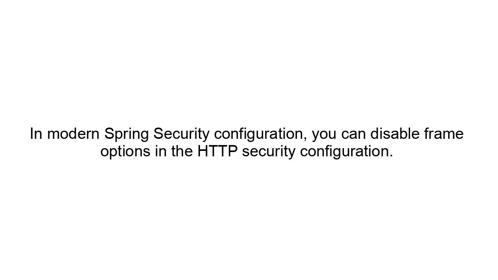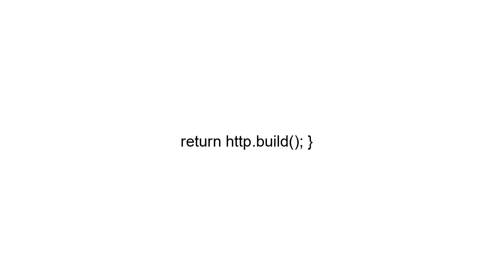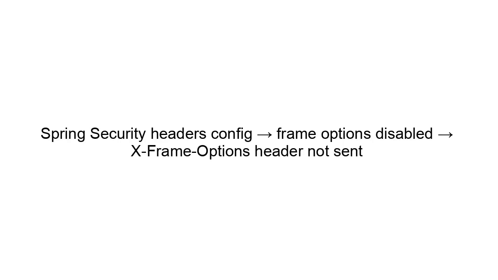Basic way to disable X-Frame-Options in Spring Security. In modern Spring Security configuration, you can disable frame options in the HTTP security configuration. Example: @Bean public SecurityFilterChain securityFilterChain(HttpSecurity http) throws Exception, http.headers(headers -> headers.frameOptions(frameOptions -> frameOptions.disable())); return http.build(). Example concept: Spring Security headers config means frame options disabled, means X-Frame-Options header not sent. This is the standard way in modern Spring Security.